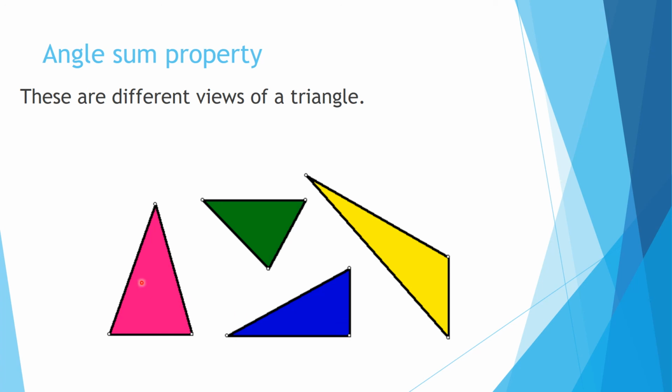This is also a different view of a triangle, and this is another view. Now the angles of this yellow triangle, this 1, 2, and this one is 3. The sum of all these three angles has to be 180 degree. I hope this all is very much clear to you. Just go through this once and just understand the concept once again.